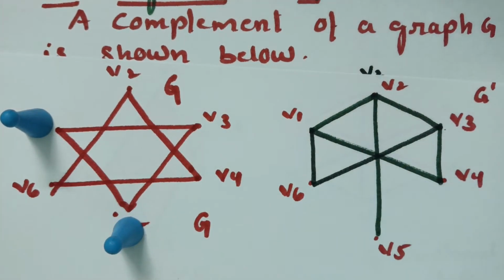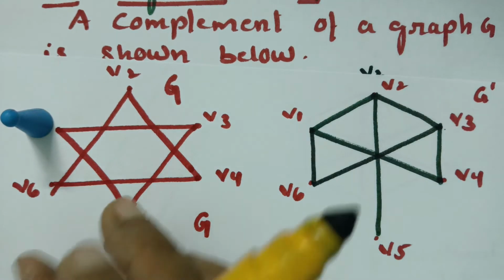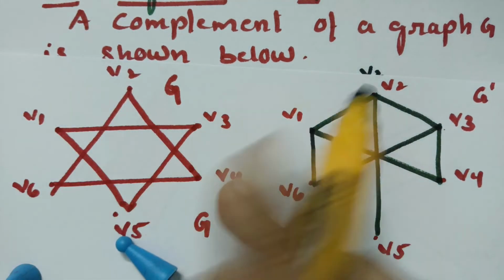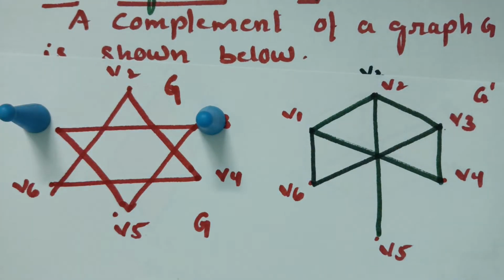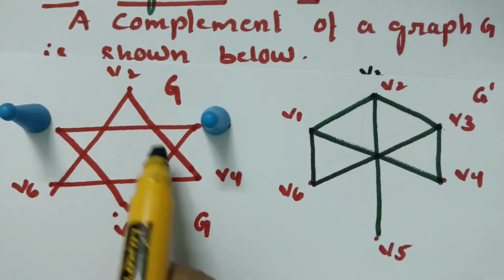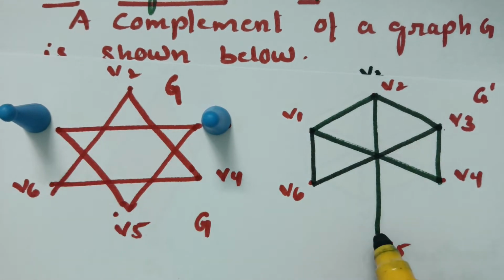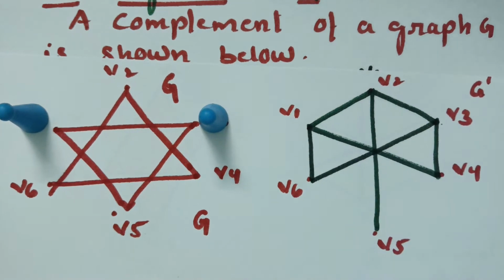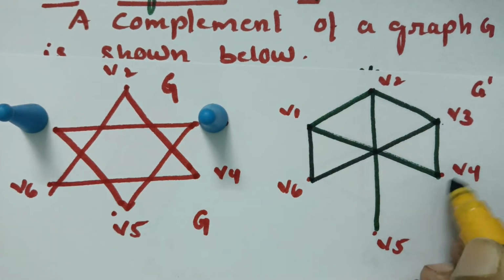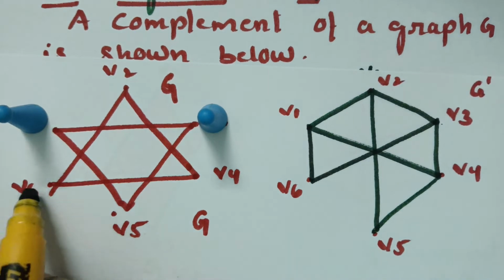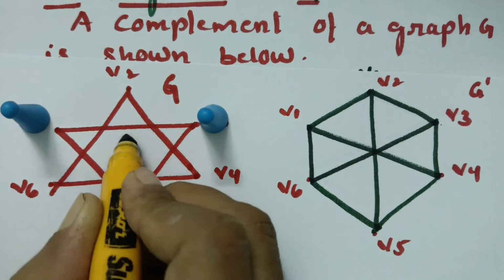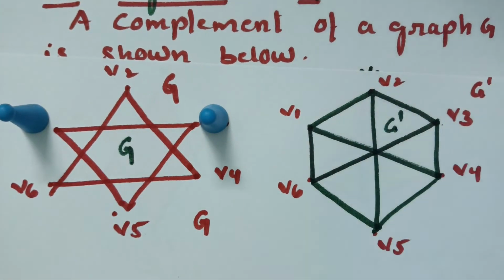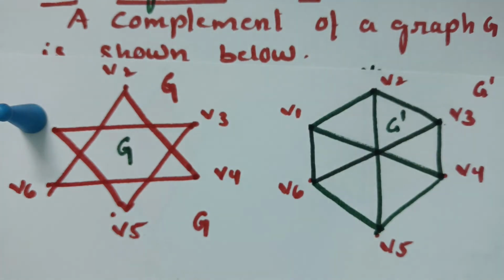Clear? And next, coming to V5. V5 is maintaining an edge with V3 and next V5 is maintaining an edge with V1. I have to close these two and I have to maintain an edge with these three from V5. So V5 to V2 is already there, and V5 to V4 I have to make an edge, and next I have to maintain an edge with V6. So this is how the star graph G becomes the complement graph, the diamond. So this is nothing but the complement of a graph G.